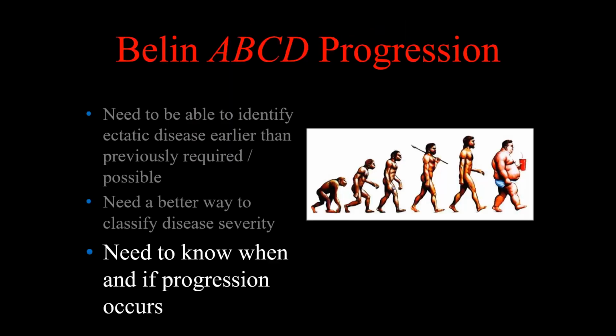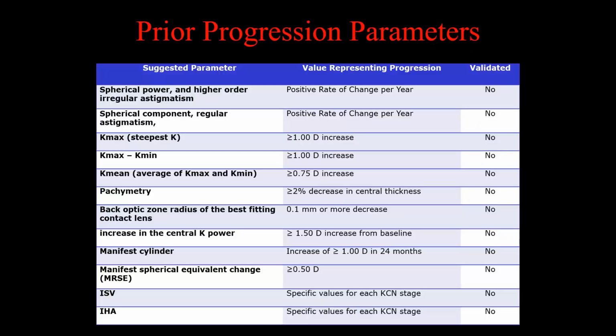Hopefully that makes sense. But the real reason we developed the ABCD staging and classification was to ultimately utilize it to help us to determine when and if we have true progression of disease. And in the past, there's been many parameters people have utilized in studies. The most common is Kmax, and Kmax for many years has been recognized as actually a very poor determinant both of progression and also of efficacy of treatment, though it's the most commonly used.